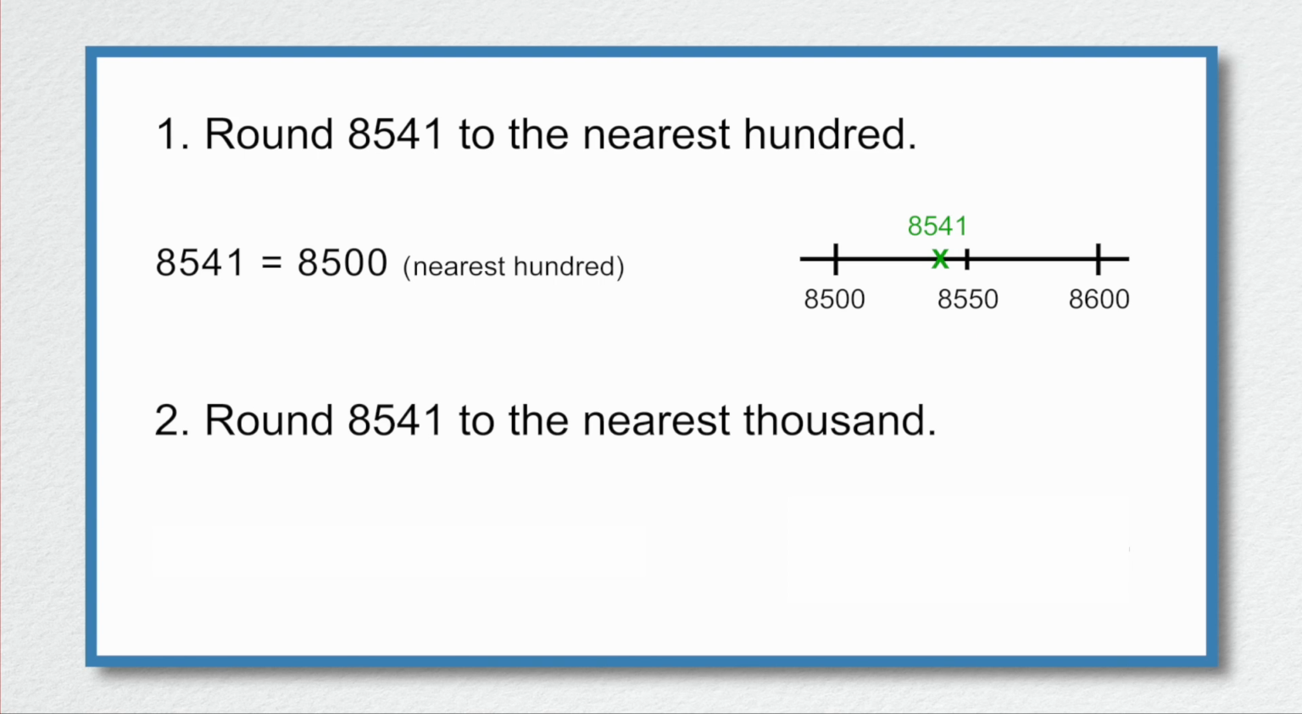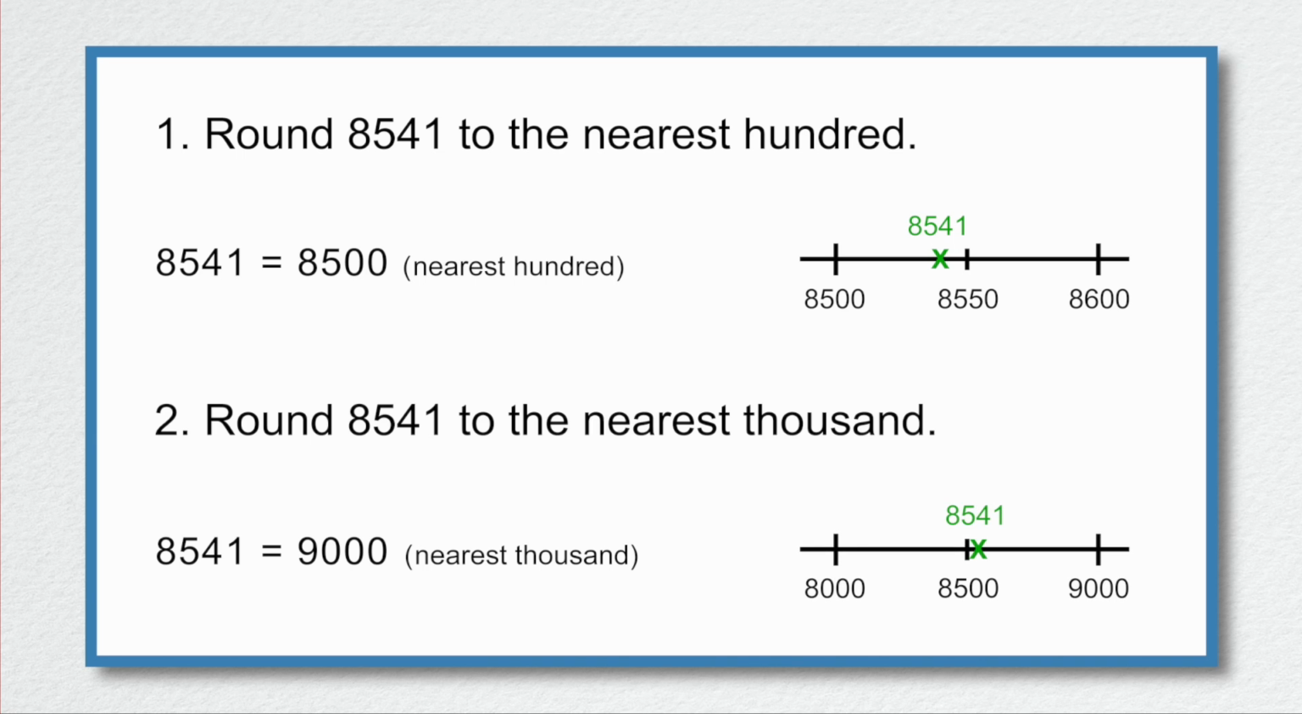And finally, round 8,541 to the nearest 1,000. This time our cut-off point is between the thousands column and the hundreds column. So we need to determine, do we keep this 8, which is 8,000, the same, or do we round it up to 9? And we do this by looking at the 5, which is in the hundreds column, and because this is 5 or more, we round this 8 up. So 8,541 rounds up to 9,000 to the nearest thousand.